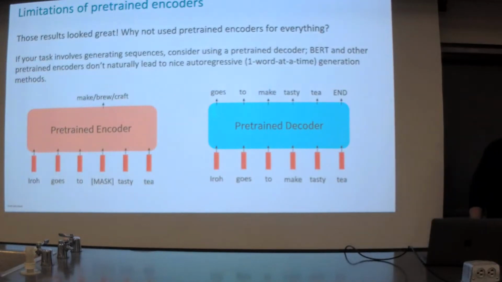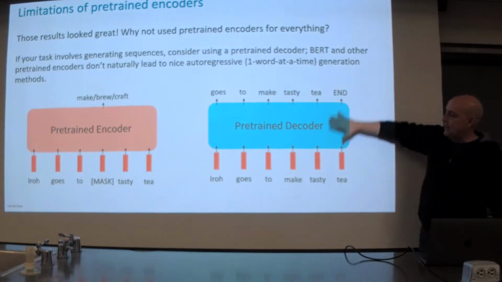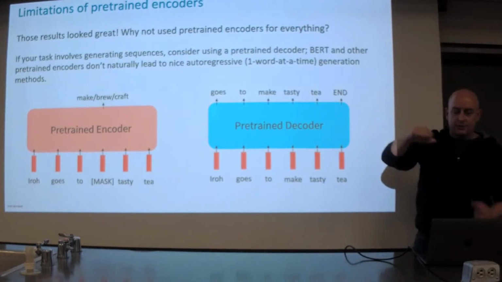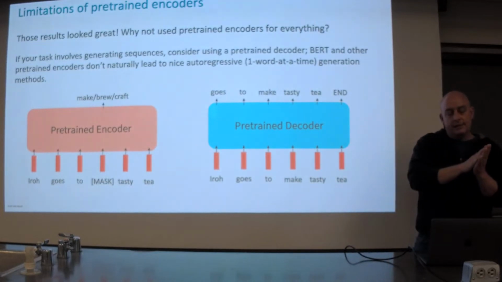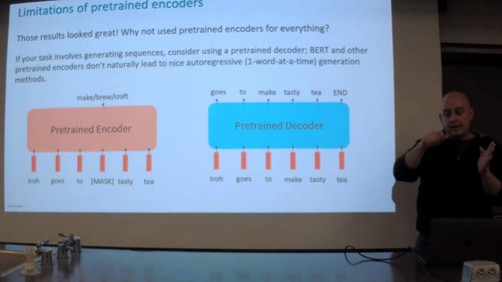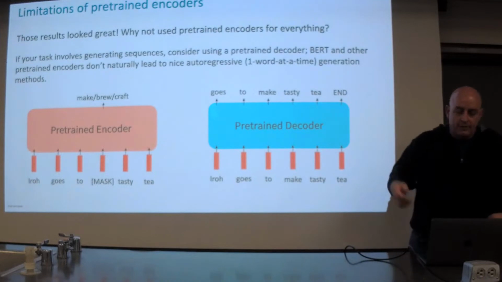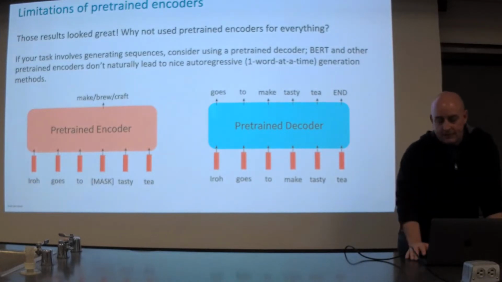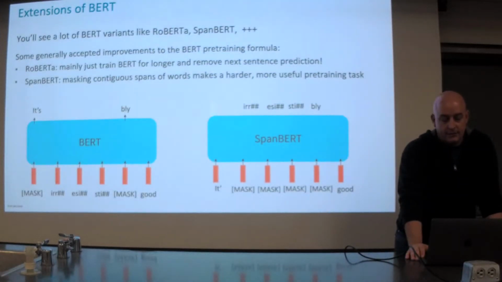So you might say, this is great. Maybe that's all I ever need to do is to train these encoders. But what this is saying right here is it does not lead to that natural autoregressive learning that you need to produce one token after the other. So we have to have a variety of these different kinds of models.